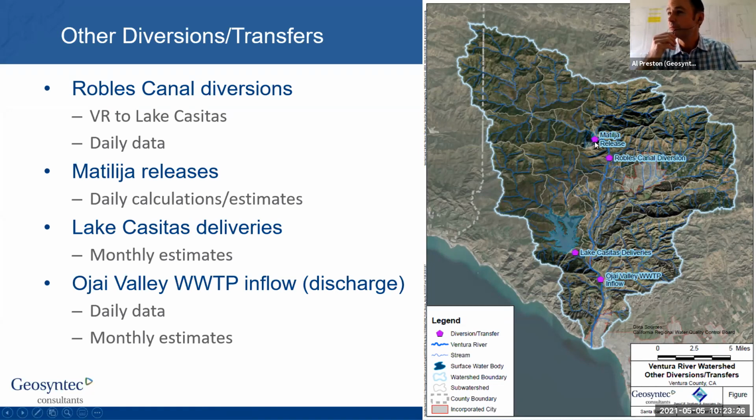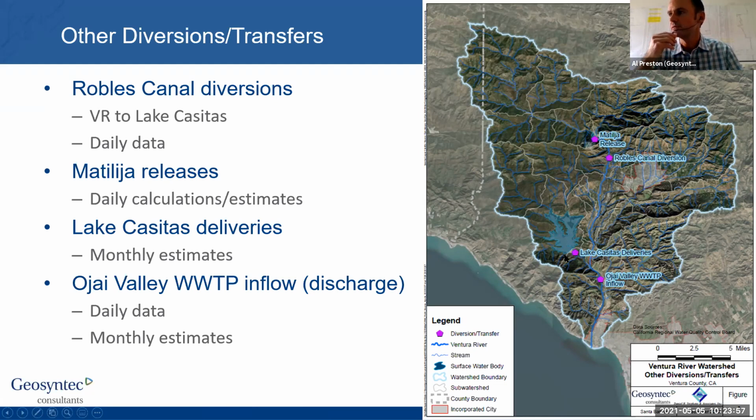There historically have been releases from Matilija Reservoir. I think more recently they're keeping it at a lower pool for seismic concerns, but historically they would release it to try to maximize diversions down the Robles canal. There was limited data on that, but we did have water surface elevation data of Matilija, as well as estimates of stage and storage volumes, and we did some calculations to estimate releases.